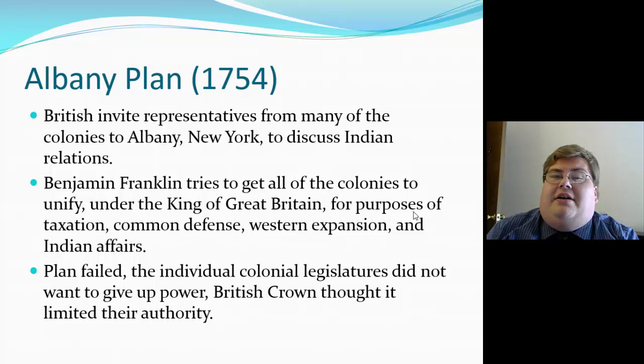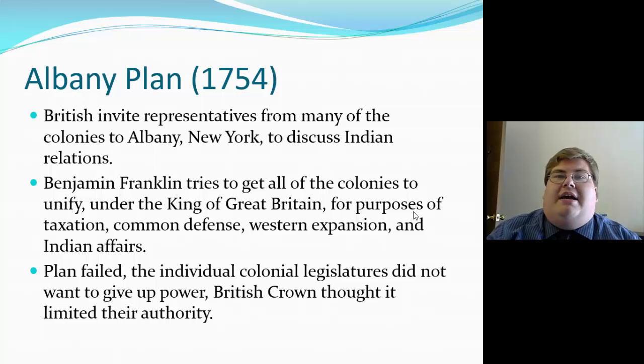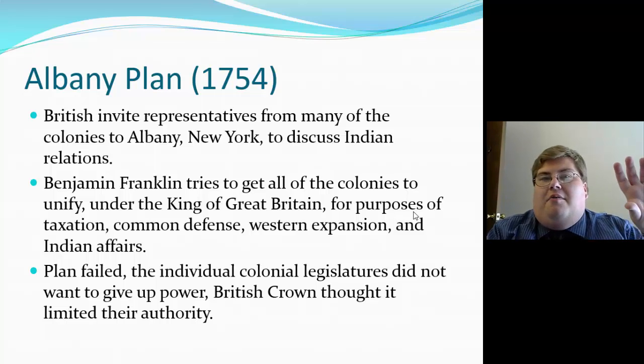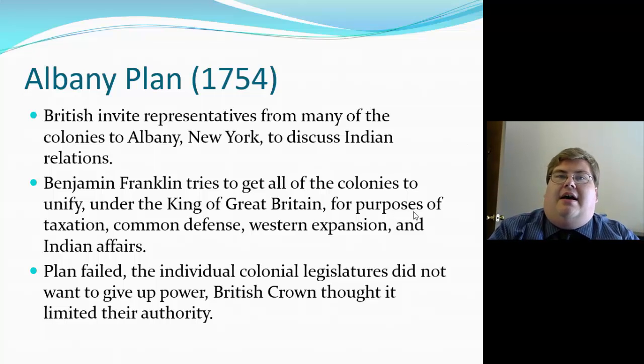And Ben Franklin pitches this idea of some sort of unity. Maybe, if not a super colony, let's work together for taxation, for common defense. Let's coordinate our westward expansion. Let's resolve border disputes. Let's deal with Indian affairs as one colony. Let's not have Pennsylvania being nice, while Massachusetts is slaughtering Native Americans and people in Virginia don't care. Let's have one unified American policy.